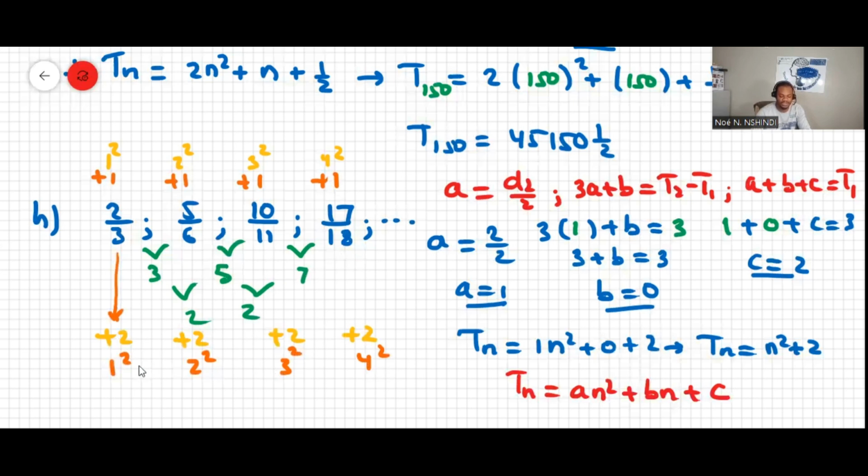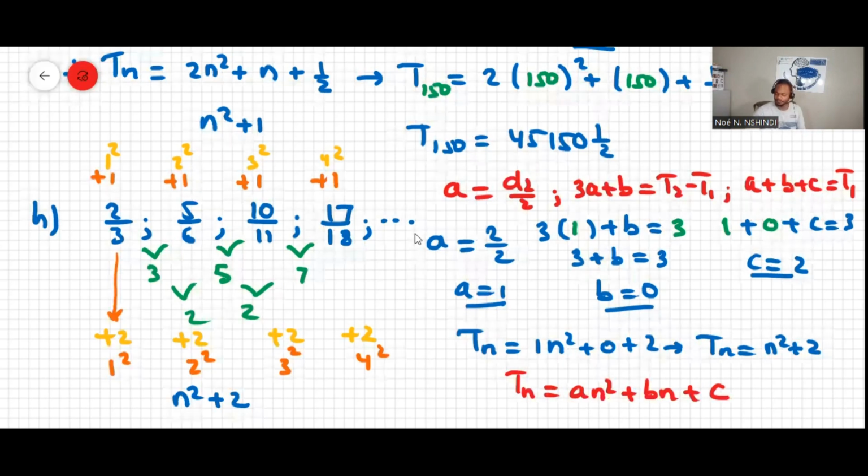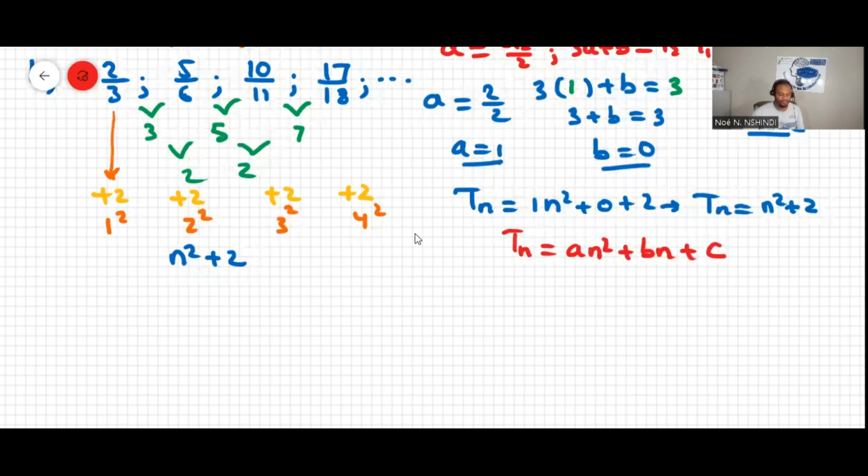And then notice that over here, the denominator makes something of the form n squared plus 2, and the numerator makes something of the form n squared plus 1. And then say the numerator over the denominator. So over here, therefore, Tn will be equal to n squared plus 1 over n squared plus 2.